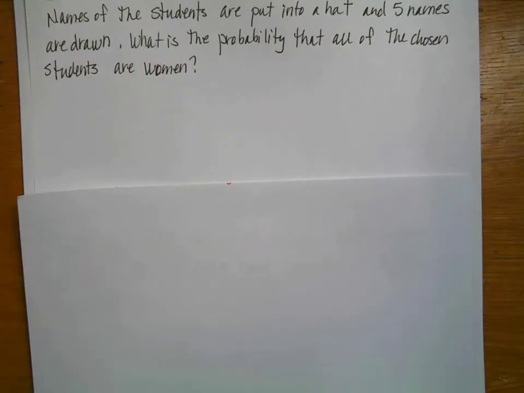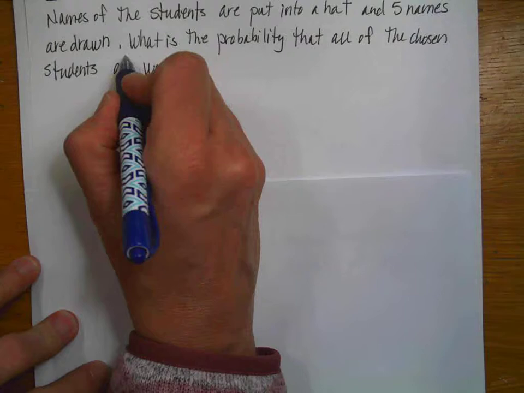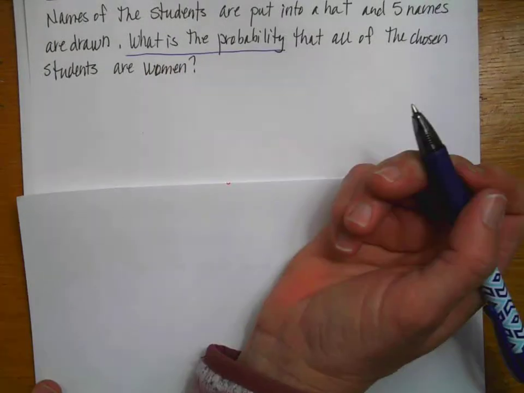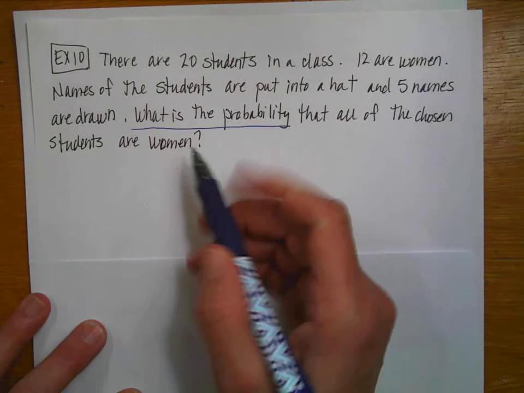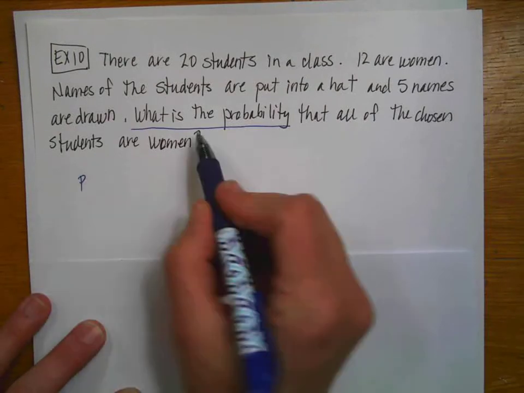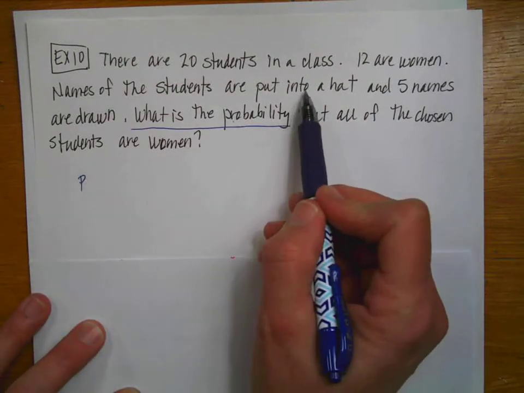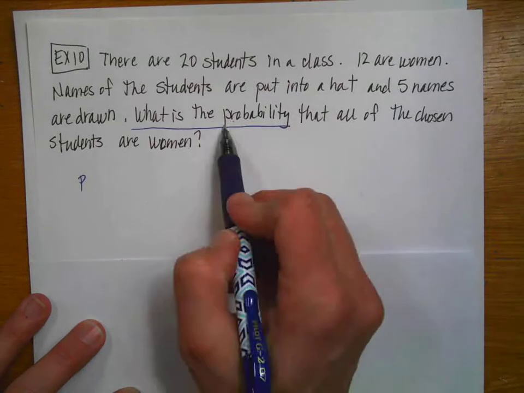Okay? So for my next example, now there are 20 students in a class. 12 are women. The names of the students are put into a hat, and 5 names are drawn. Now notice this is because we have a new idea. What is the probability that all of the chosen students are women? Okay, so we're going to set this up.